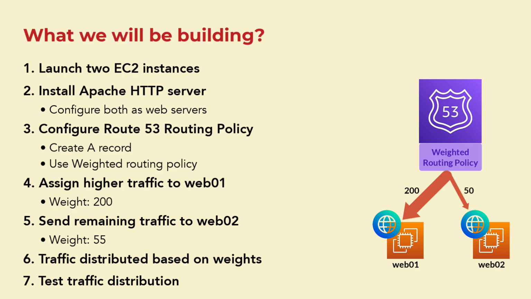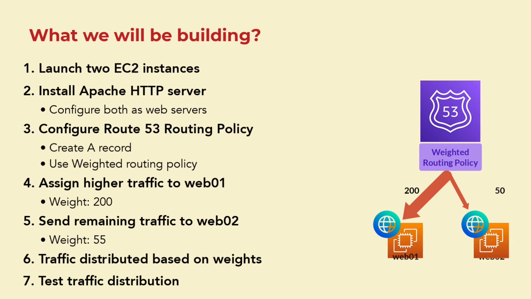And one nice thing about Route 53 is that the web servers don't even have to be in the same AWS region. For example, one server could be running in US East 1, another one could be in US West 1, and Route 53 would still be able to distribute traffic between them without any problem. But for this demo, to keep things simple, everything will be running in US East 1. All right, if you'd like to follow along, let's jump into the AWS console and get started.